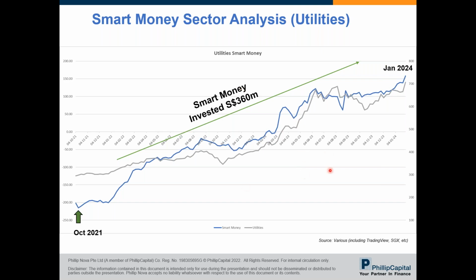Right, for example, this one here is a smart money chart on the utilities sector, right? So as the utilities index goes up, you can see that the smart money index in blue goes up as well, right? But of course, in Singapore, there aren't many big utilities companies. So the driving force behind this utility sector index going up is really because of Sembcorp Industries. It has a very large weightage on this index itself.